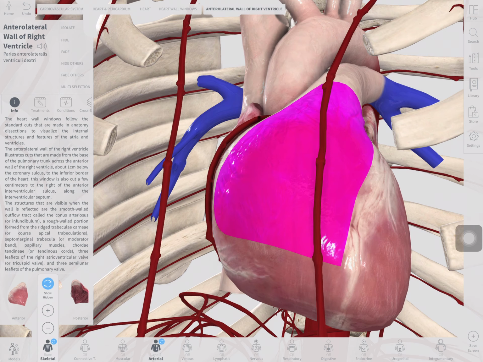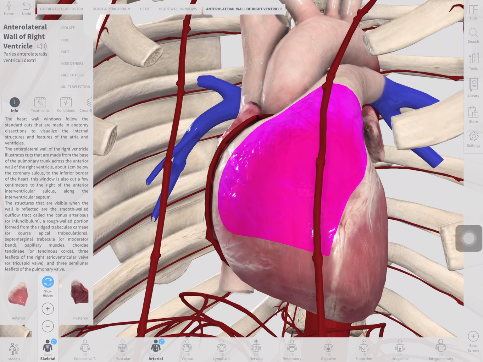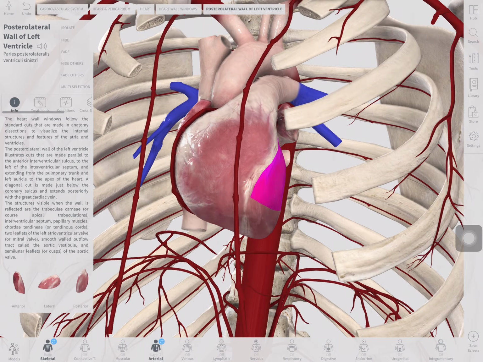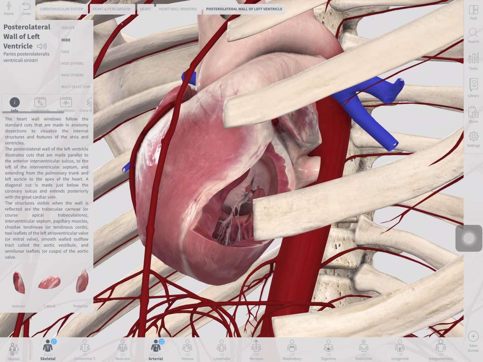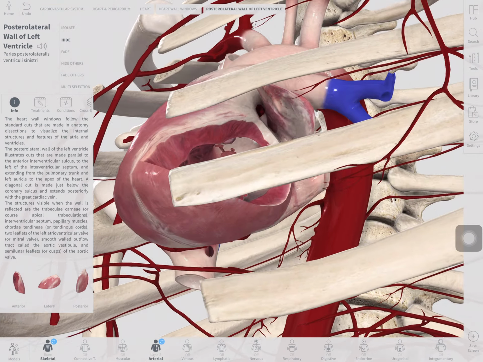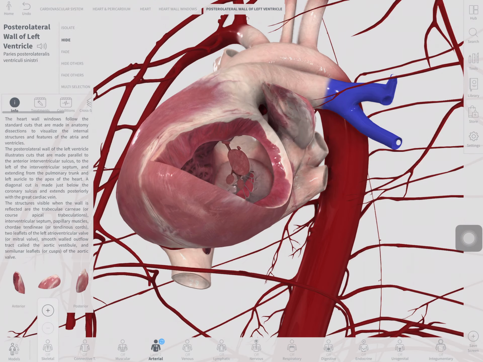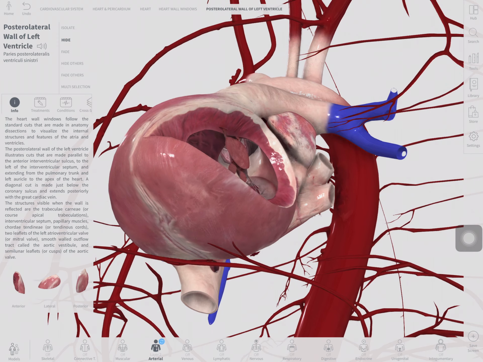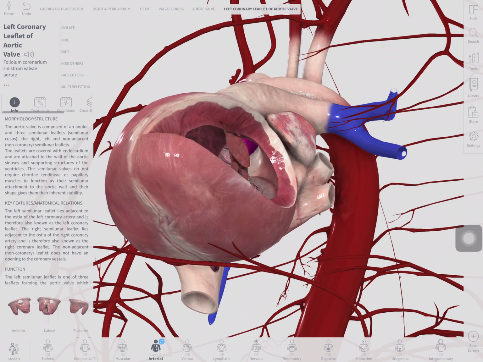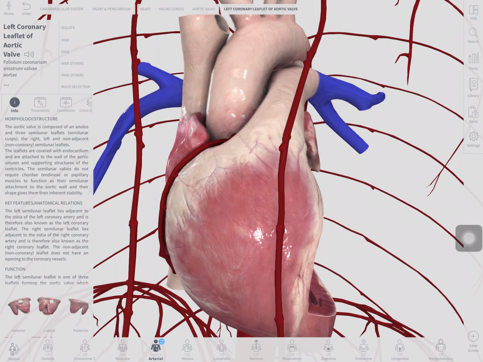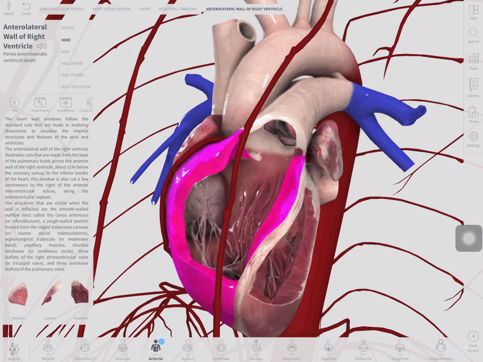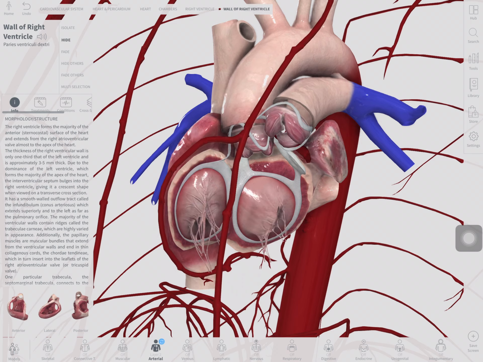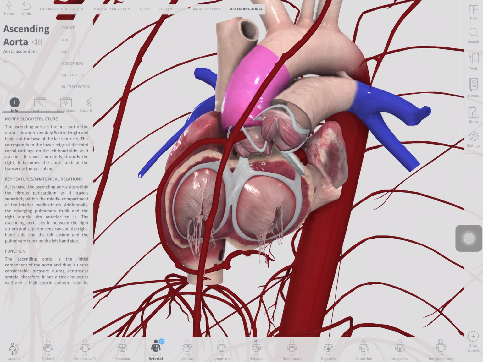The first branch of the heart is the aorta, and this aorta is the largest blood vessel, and it starts in the left ventricle. This is the origin point of the aorta. So for this I will remove the ventricular wall and the septum. Yes, this is the aorta.